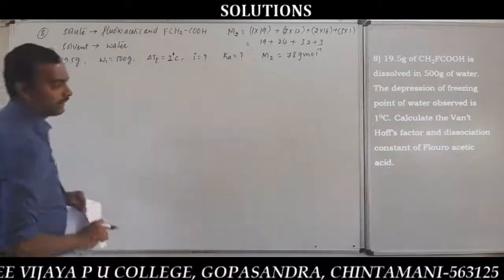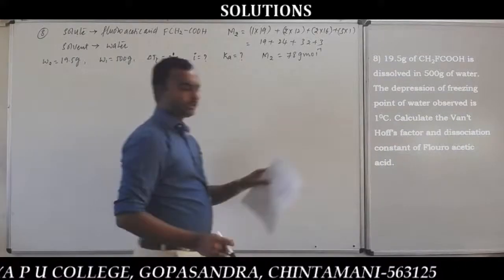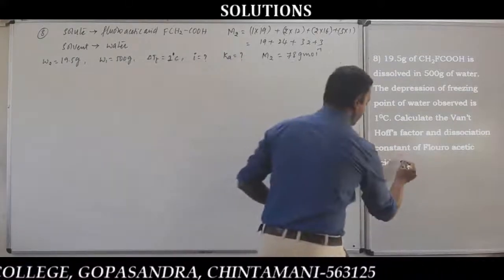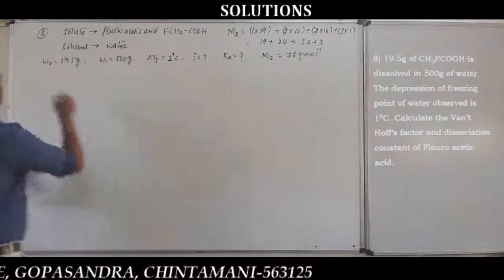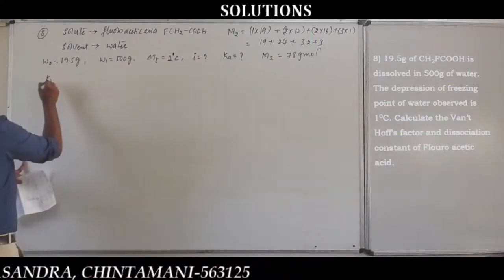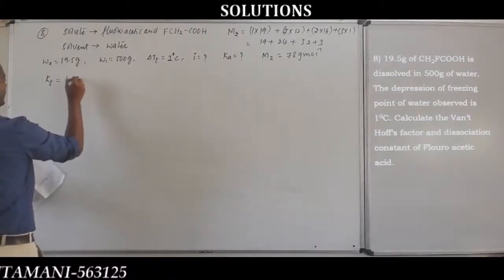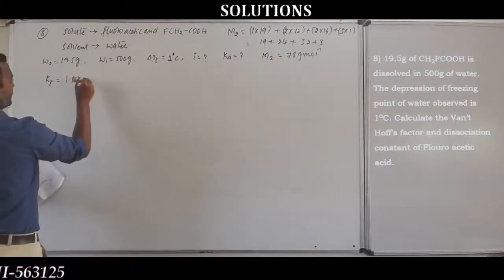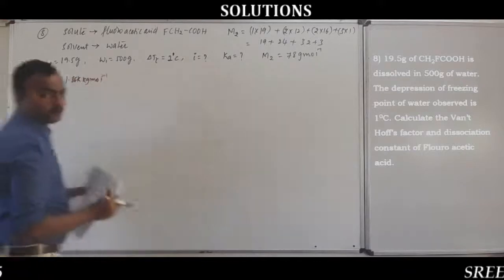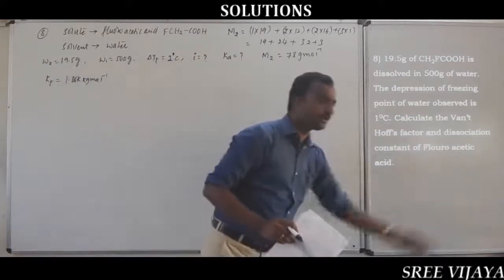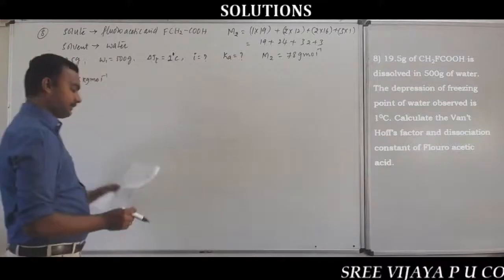Also the Kf value is given. The Kf value for water as solvent is 1.86 Kelvin kg per mole. So Kf is equal to 1.86 Kelvin kg per mole.